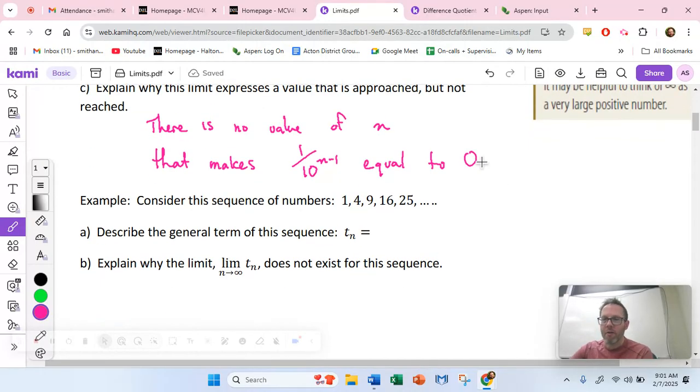Now let's look at another sequence, 1, 4, 9, 16, 25. This one's not a complicated sequence. It's just squaring the term number.